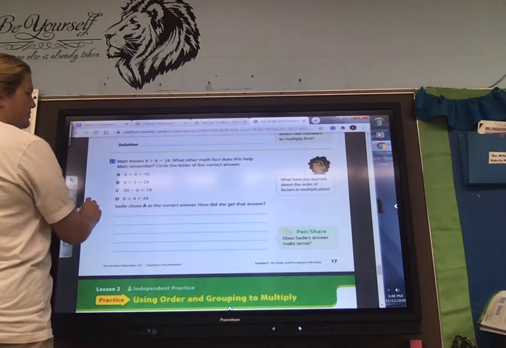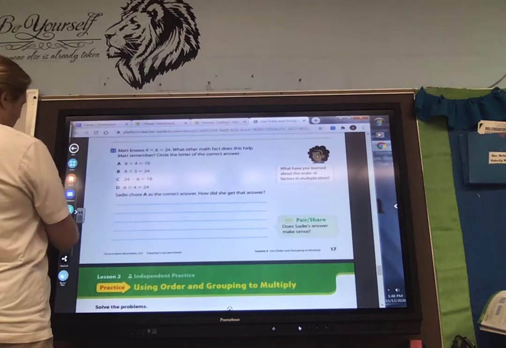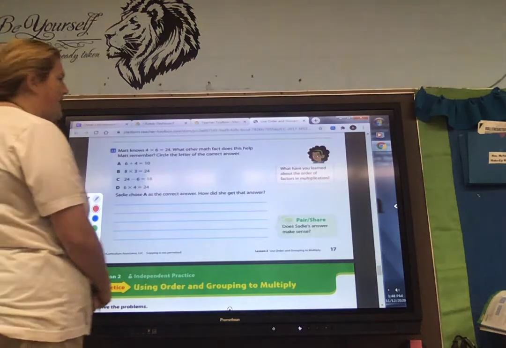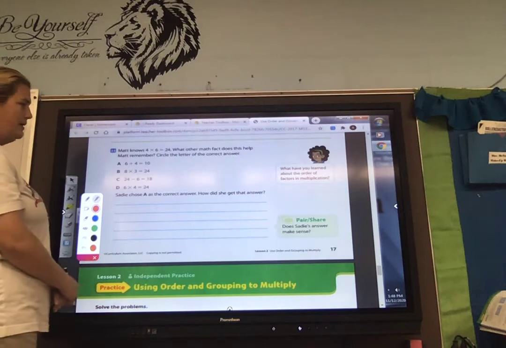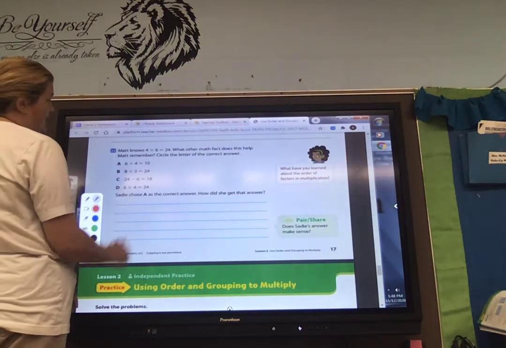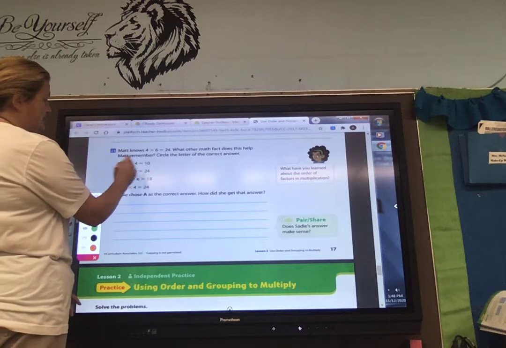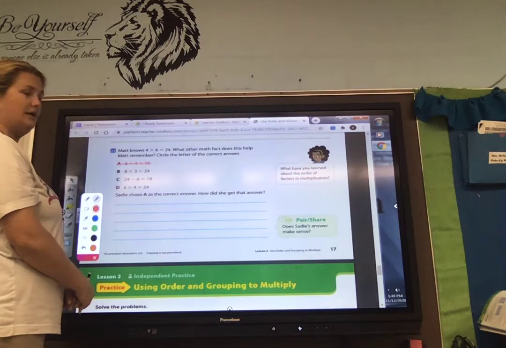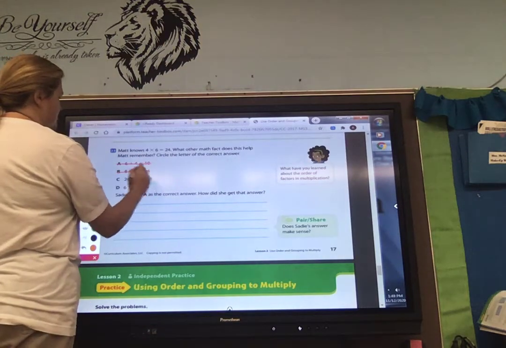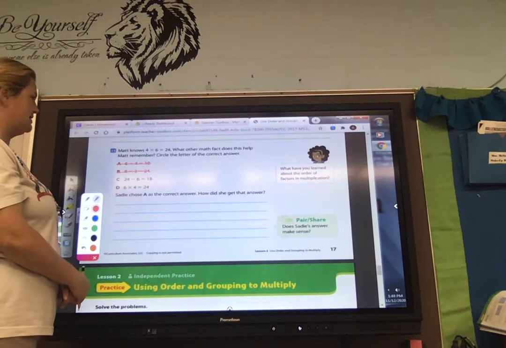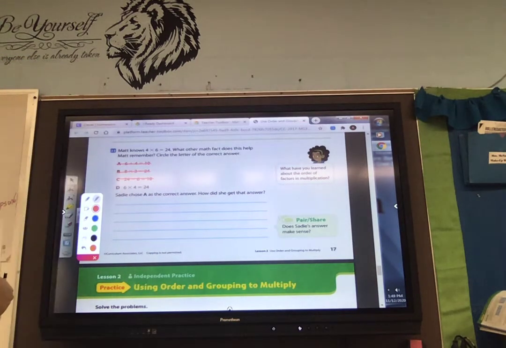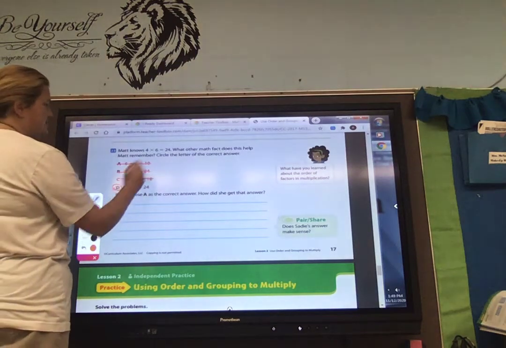All right, let's look at number 23. Let's see if you got that one correct. 23 says Matt knows 4 times 6 is 24. I agree with Matt. What other math fact does this help Matt to remember? Does it help me remember 6 plus 4? No. Does it help me remember 8 times 3? No, that's not the same factors. What about 24 take away 6? Does it help me with that? No. What about 6 times 4? Yes, because those are the same factors.